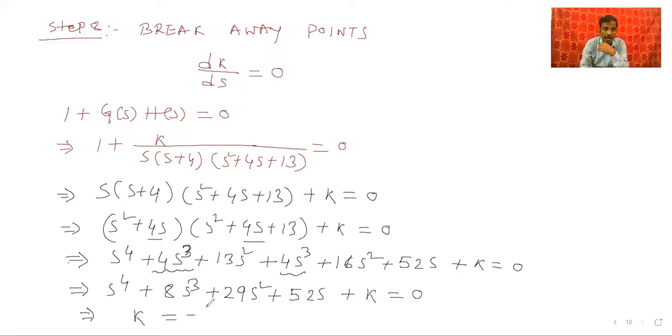K equals minus s to the power 4 plus 8s cube plus 29s square plus 52s. This is the value of k. Then calculate dk/ds. What is the value of dk/ds?